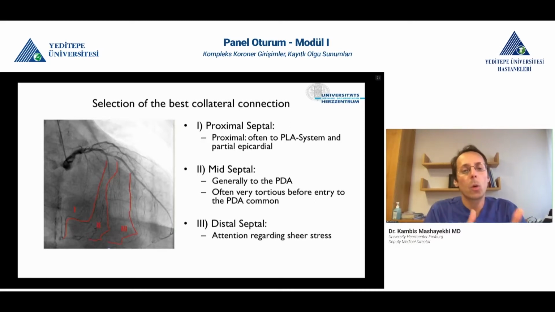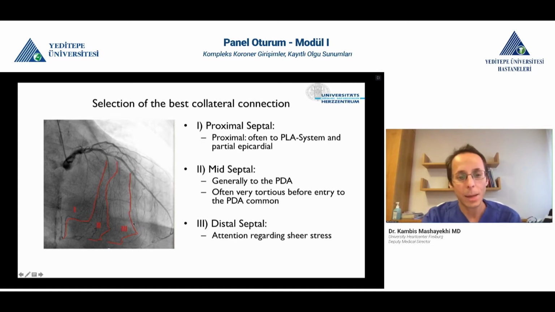And once you go retrograde, you have to understand where you go retrograde. Which vessel do you want to attack? Sometimes when you go retrograde, you want to go into the PDA. The PDA is almost always collateralized by the mid-septal, so we call it S2 or S3 connections, distal septal connections. Those mid-septal connections are actually one of the best connections.